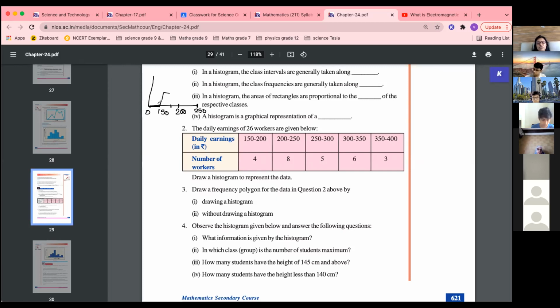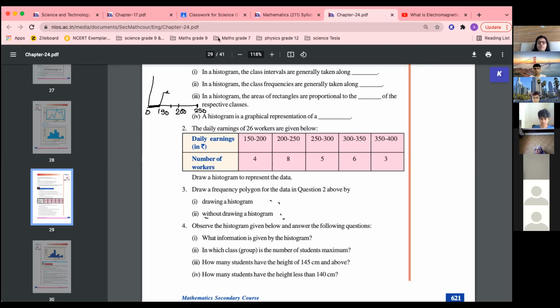Yes, ma'am. So you just have to leave a gap of one or two blocks, because from 0 to 150 we are not doing anything. So this way, draw the simple histogram, and draw the frequency polygon for the data in question 2. Similarly, after drawing the histogram, draw the frequency polygon above by drawing a histogram. Then you do it without drawing a histogram. So both ways we have to solve this question.